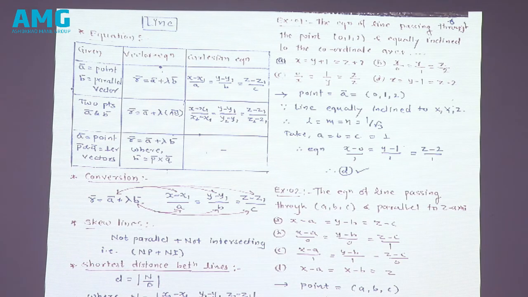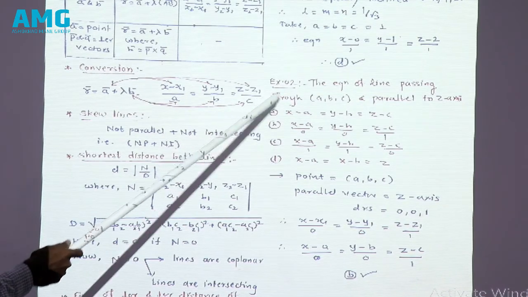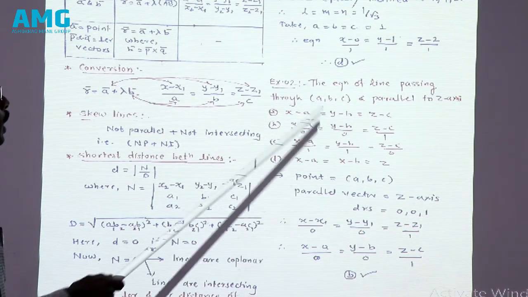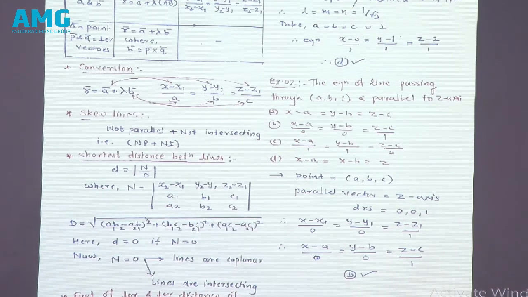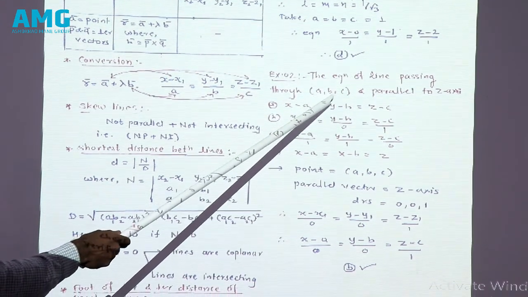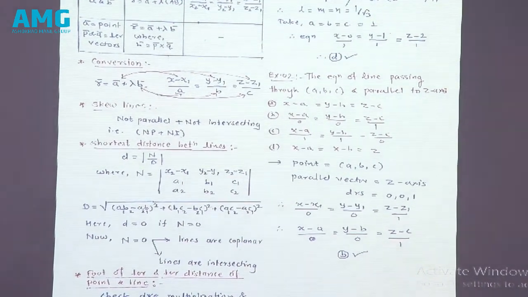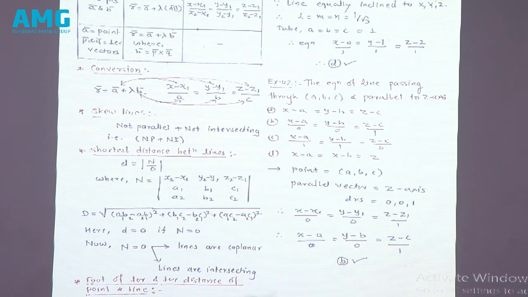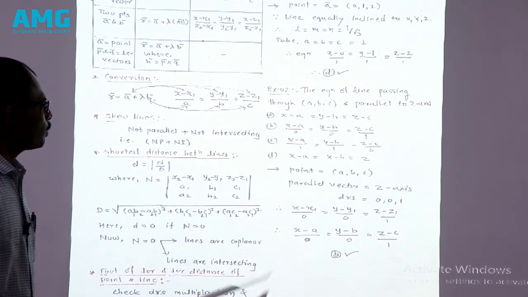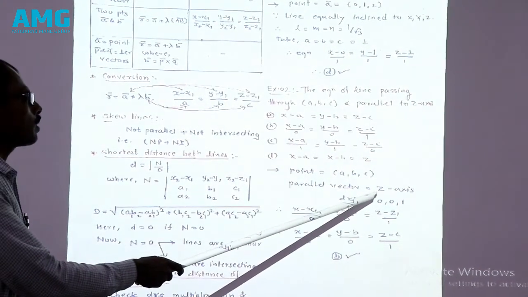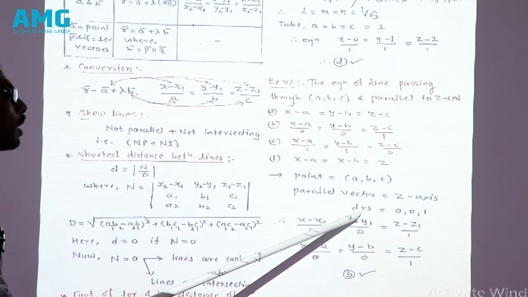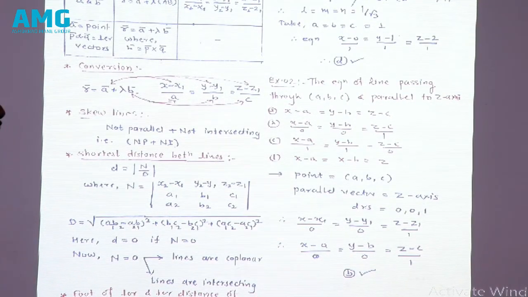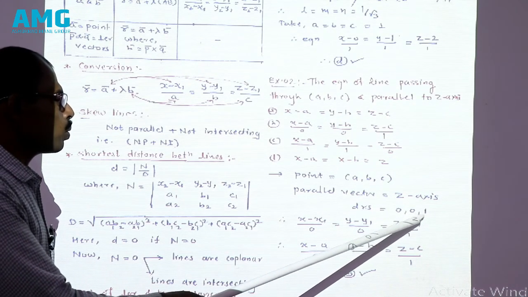Now when two points, capital A and capital B, are given, sometimes in the Cartesian form. Now example number 2. The equation of the line passing through the point A, B, C and parallel to the z axis. Very nice question. A, B, C is the point here, not DRs, and the line is parallel to the z axis. Options are given here, but we discuss the solution. The point is A, B, C, and the parallel vector is the z axis. Therefore, what are the DRs of this z axis? DRs of the z axis are 0, 0 and 1.